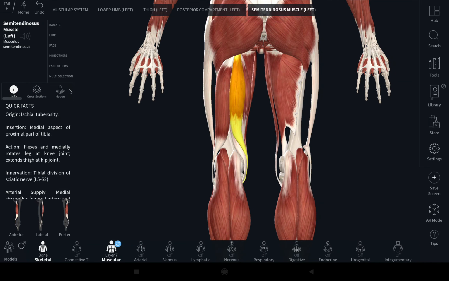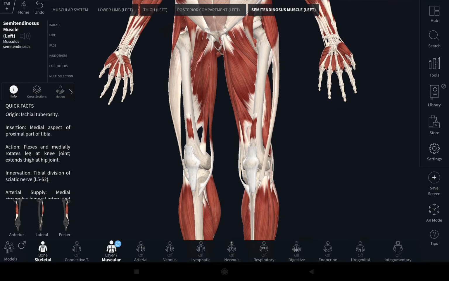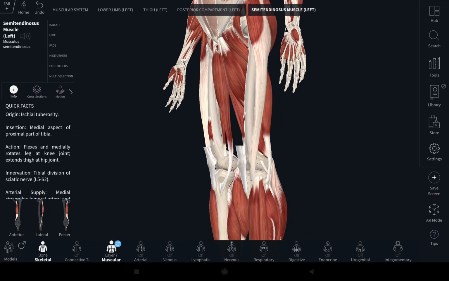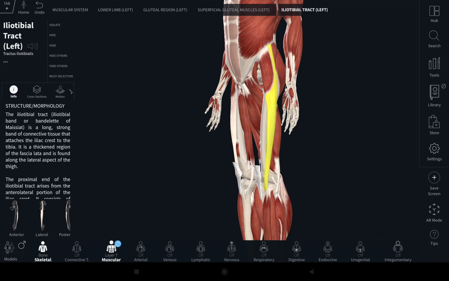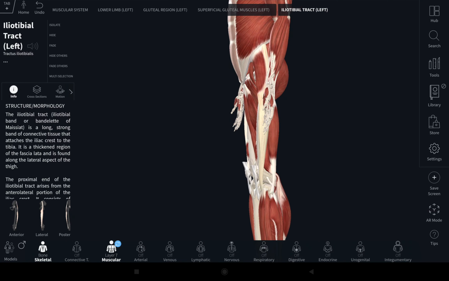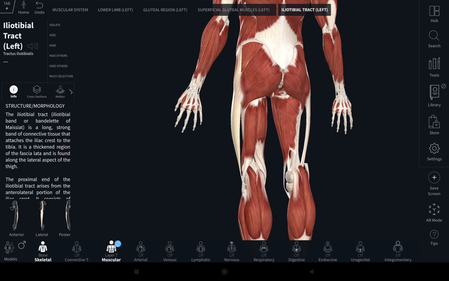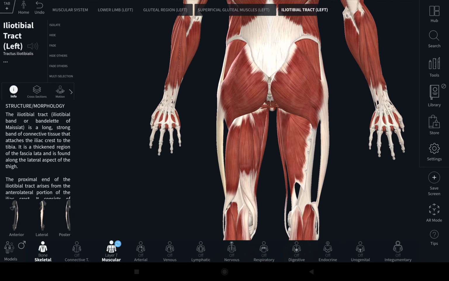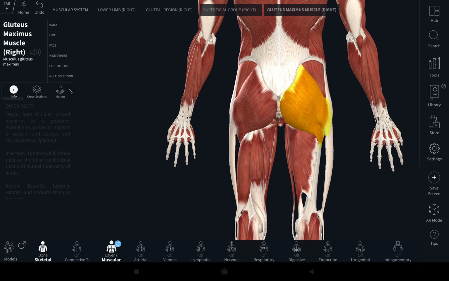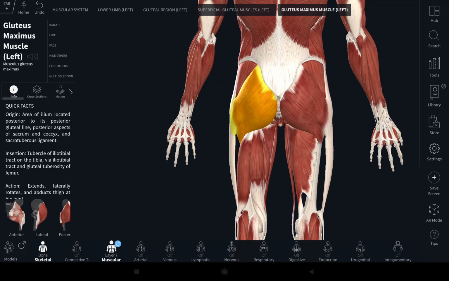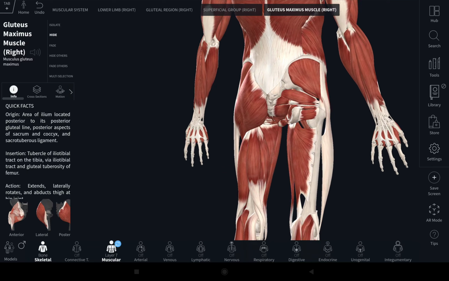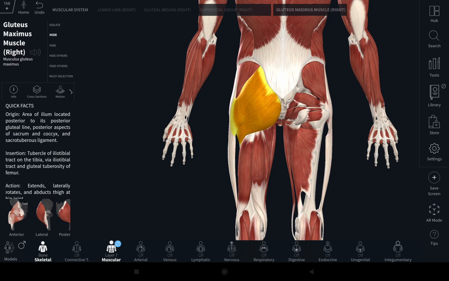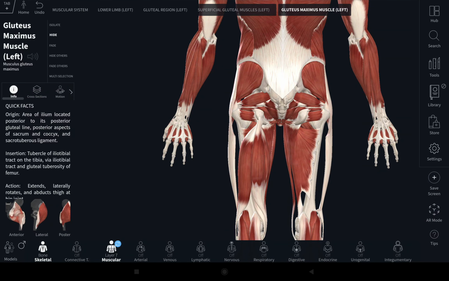So these are the muscles of the thigh, and this is the iliotibial tract. This structure is the iliotibial tract. The big muscle in the posterior back is the gluteus maximus muscle. If we remove the gluteus maximus muscle, several muscles have been exposed. We remove the gluteus maximus.